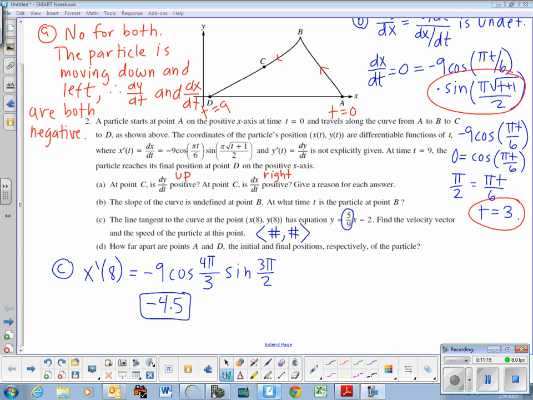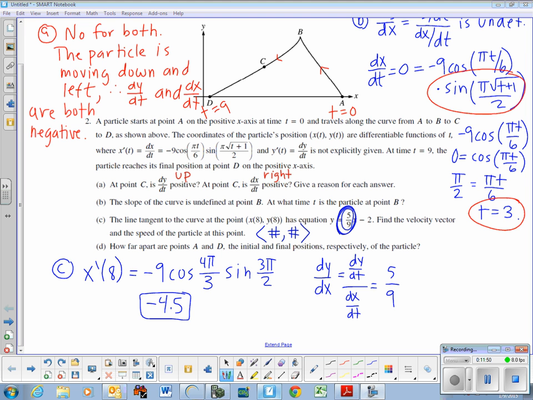But when we go to find y prime of 8, there is no equation for dy dt. So something's missing. This is how they make stuff tricky. However, I do know the slope is 5/9. All right, I know that dy dx, which is equal to dy dt over dx dt, is equal to 5/9.